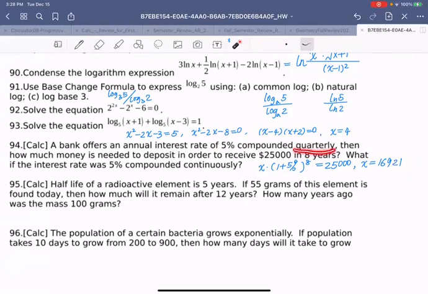Oh, hold on here. This is compounded not annually, but quarterly. Sorry. Oh, right, we have to be careful. Since it's quarterly, this is 0.05 divided by 4, right? And then 8 times 4, okay?